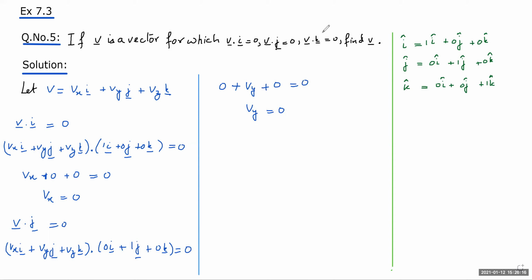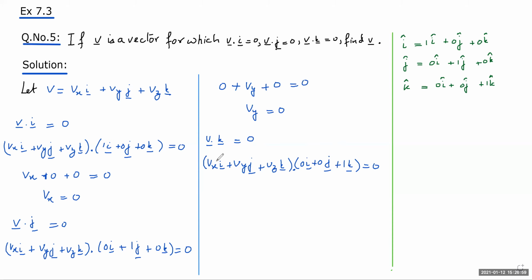Now take the third result, V dot k equals 0. Vector V, we have taken it as Vx into unit vector I plus Vy into unit vector j plus Vz into unit vector k, and dot product with unit vector k, which is equal to 0 into unit vector I plus 0 into unit vector j plus 1 into unit vector k, equals 0.